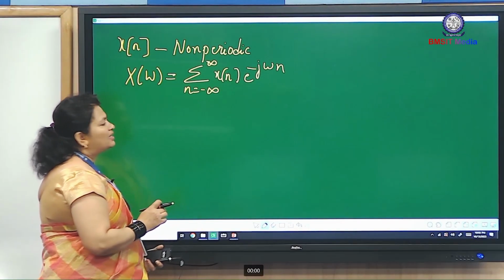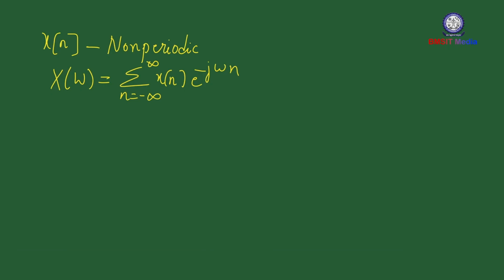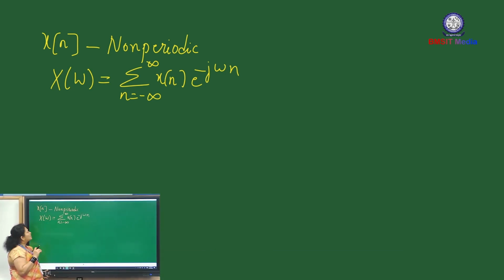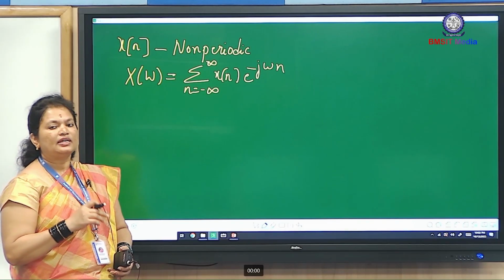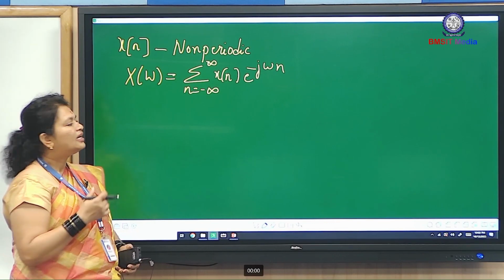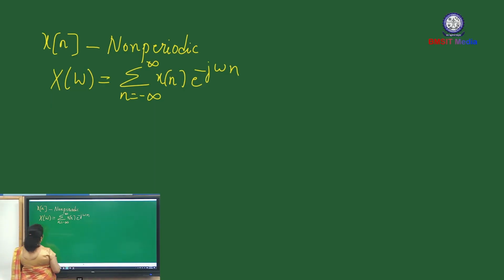When you look at this expression, we can see that x of omega is a continuous function of frequency. Though we consider x of n, which is in time domain and discrete in nature, and which was non-periodic, when you apply Fourier transform, we can see that the Fourier transform of the discrete time sequence is a continuous function of frequency, and that is periodic in nature. Let us visualize that by taking an example.